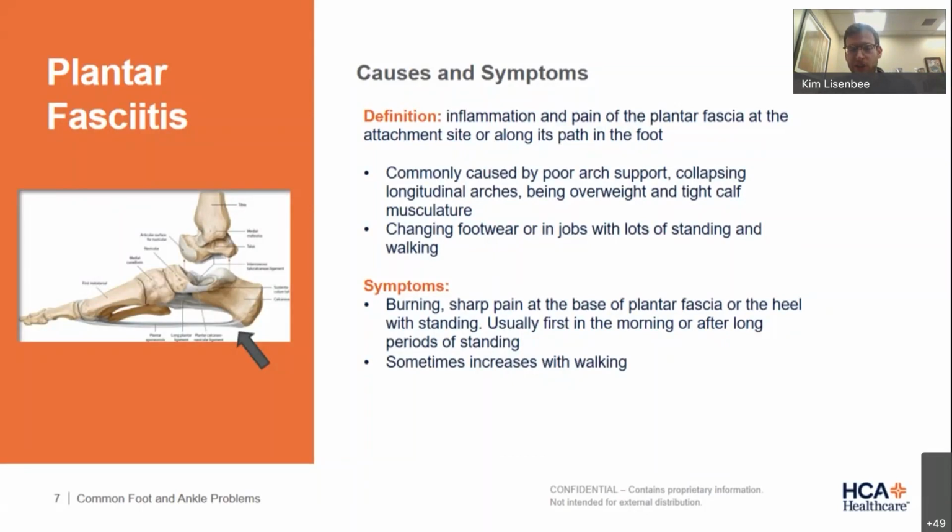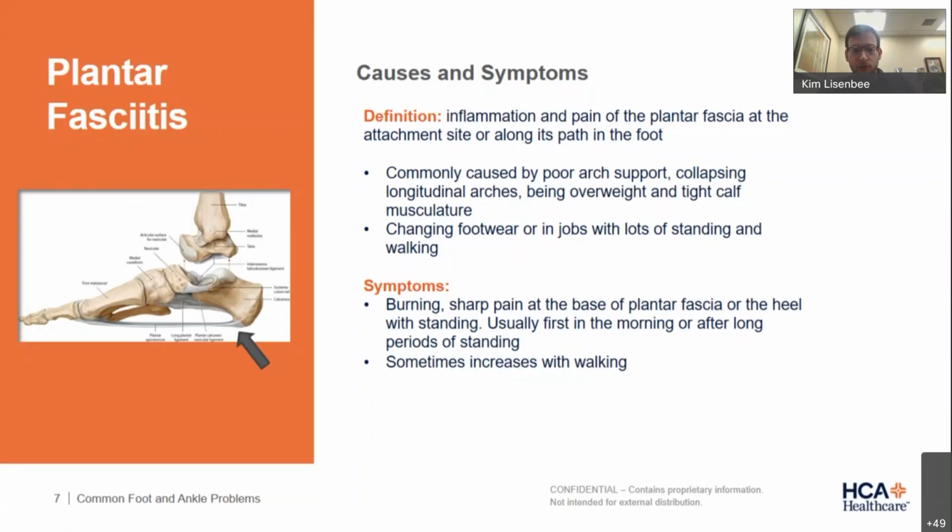We also see this a lot in people who are changing their footwear and start noticing something, or they change their activity levels and they're doing a lot more. But it's usually described as a sharp burning pain right at the base of the heel, kind of in the arch.